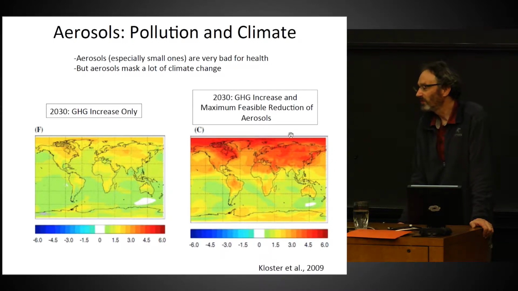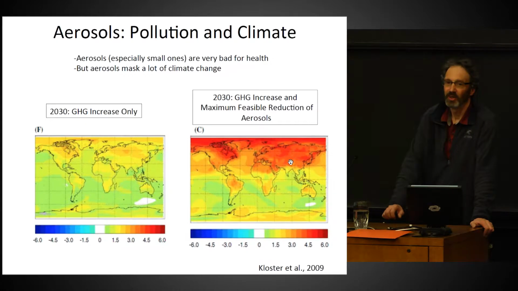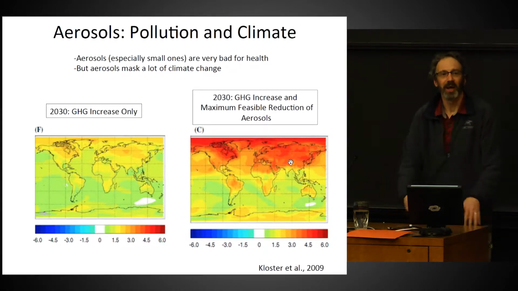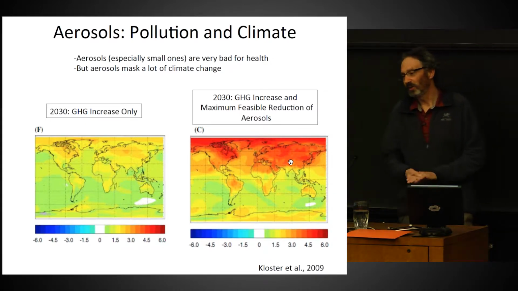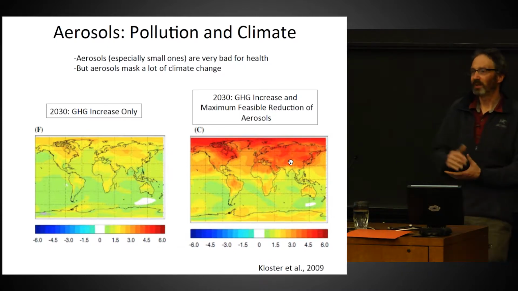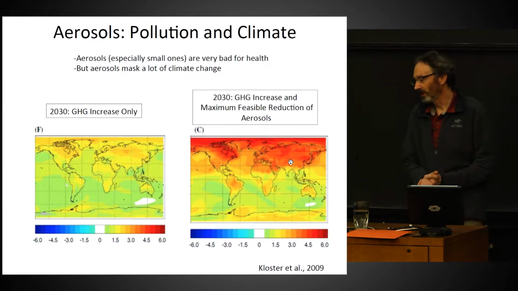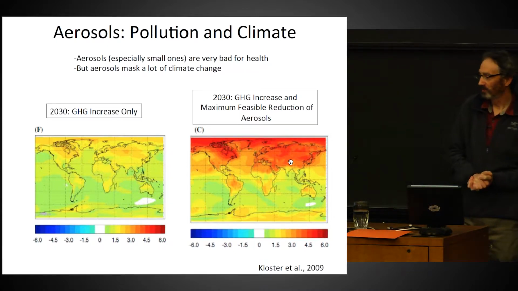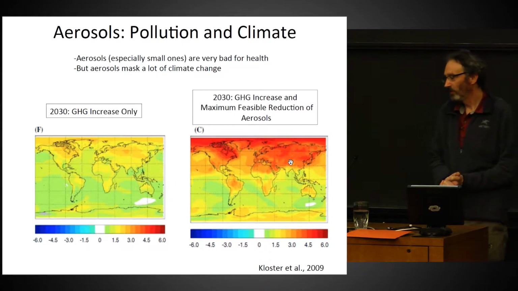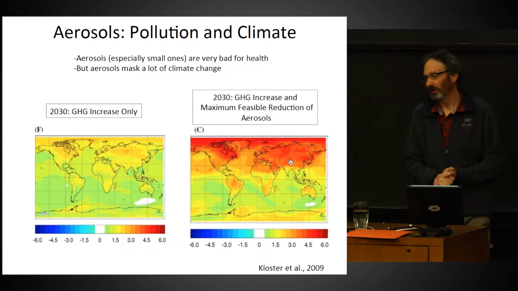And what one can see is that the climate here, instead of being 1.5 degrees warmer, is now like 4.5 or 5 degrees warmer. So this is rather dramatic. We're protecting health, we decrease aerosols, but the climate becomes significantly warmer. Okay. So most countries that are modernizing are decreasing their air pollution.